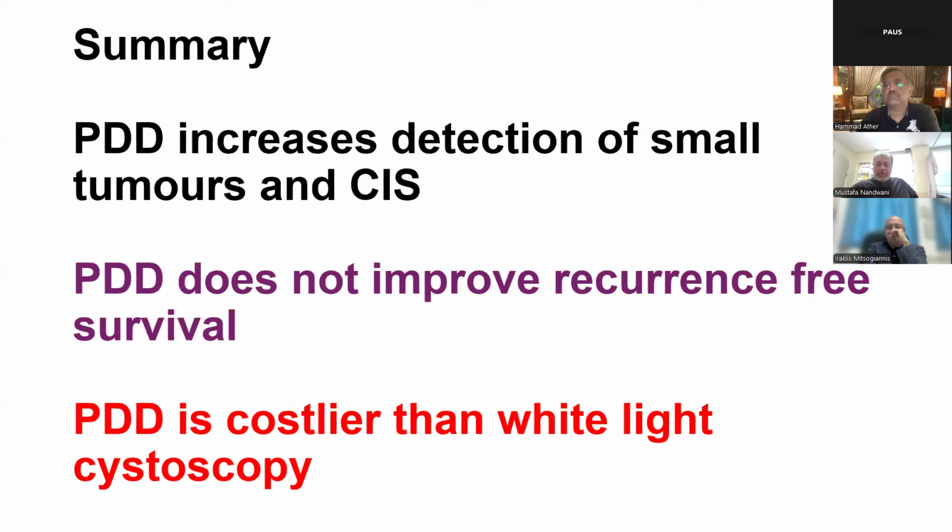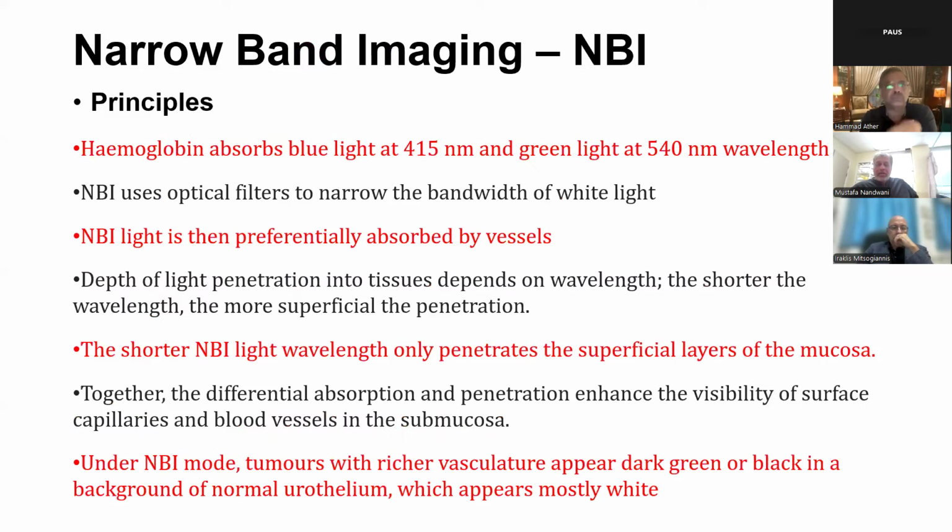So in summary, PDD increased the detection of small tumors and CIS. It has not shown any significant improvement in recurrence-free survival. It's costlier than white light and slightly time-consuming, but it is another tool with which you can increase the detection rate. In some studies, in about 15% of people, the management pattern actually changed based on the diagnosis. That's one of the important things.